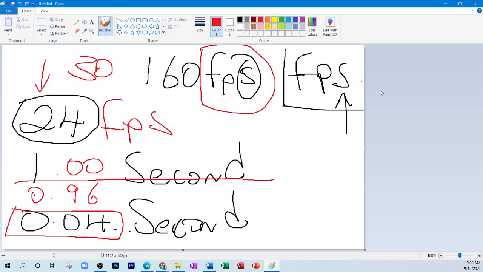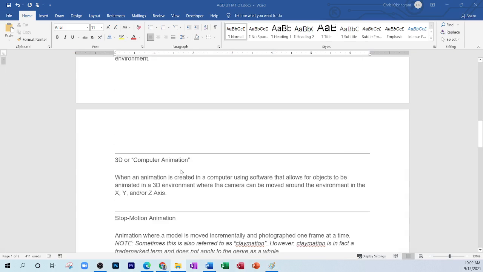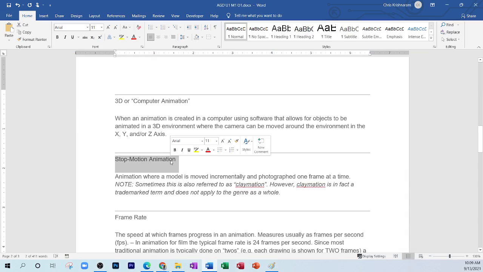The higher, the smoother. But that doesn't mean everything needs a higher frame rate, because some animations, some animators, want that choppiness. They want people to perceive the different changes in the images. For example, in the last class we looked at stop motion animation. Stop motion animation is not supposed to be smooth. You're supposed to be able to perceive one scene after another. You're supposed to be able to see the stop in the different motion.